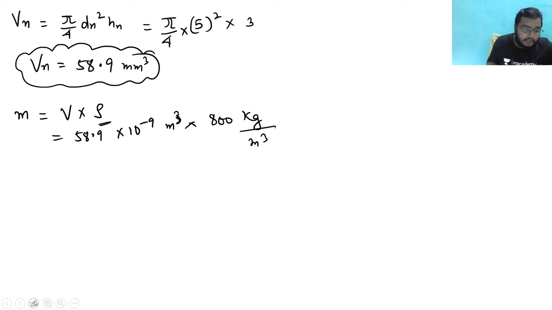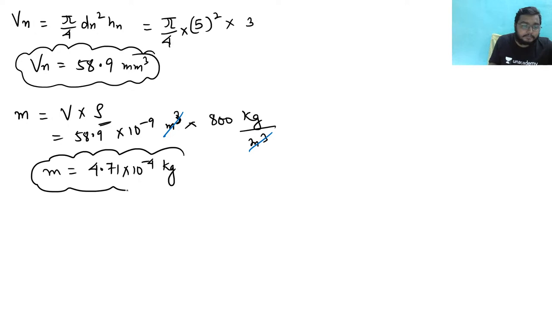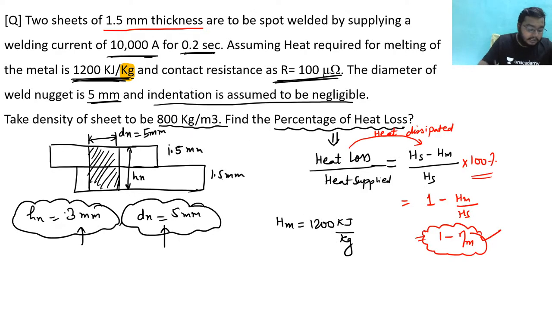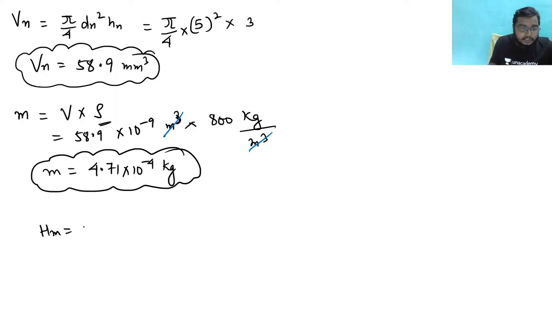Now from here this meter cube and this meter cube will cancel out. So you will be getting the mass. Mass you will be getting as 4.71 into 10 to the power minus 4 kg. Now see, you got the mass. Now to find the HM, in this question it is given as 1200 kilojoule per kg. So it is 1200 kilojoule per kg.